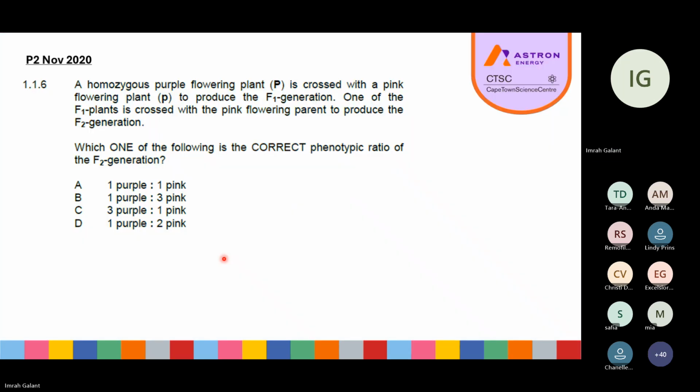So we're going to look at paper 2, November 2020. The question reads: a homozygous purple flowering plant is crossed with a pink flowering plant to produce the F1 generation. One of the F1 plants is crossed with a pink flowering plant to produce the F2 generation. Which one of the following is the correct phenotypic ratio of the F2 generation? Okay, with this question, guys, I'm going to show you how to work it out to get to the correct answer.